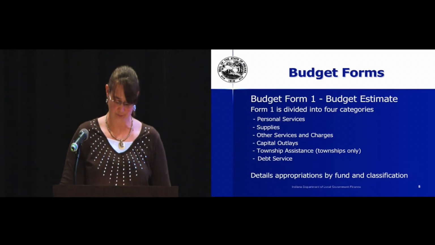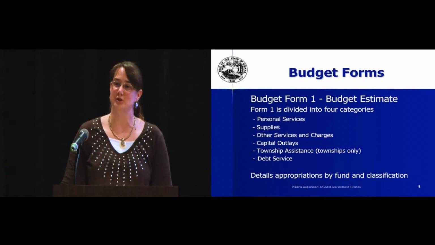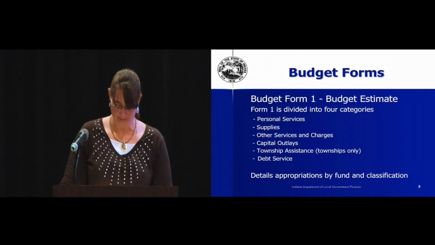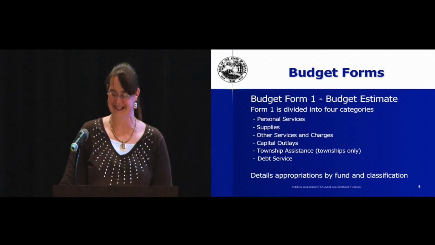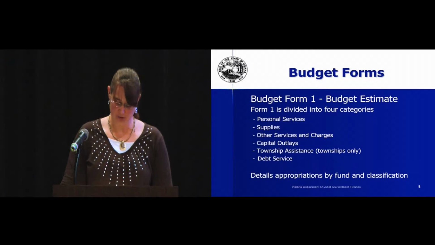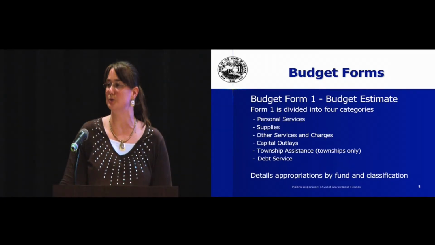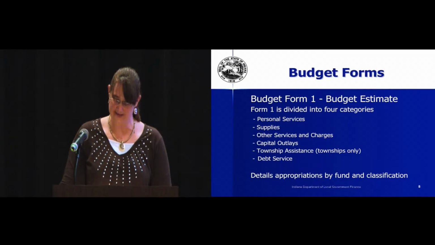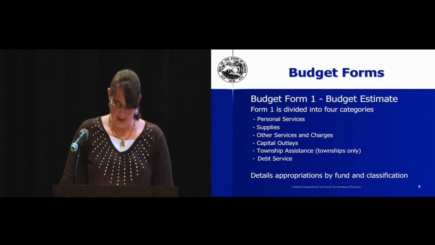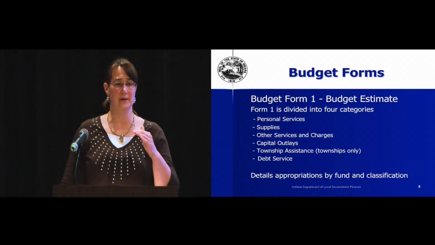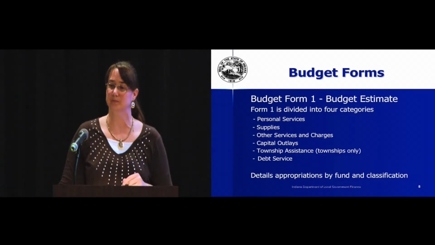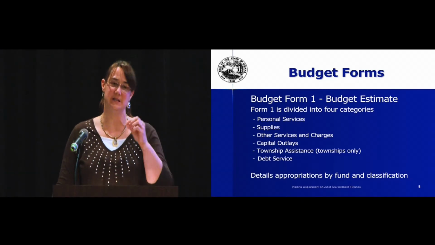The Form 1 are your budget estimates, or what we call the wish list. It is broken down into 6 categories. I believe your papers may say 4. That changed this year. Those categories are personal services, supplies, other services and charges, capital outlay, township assistance, which only applies to townships. You don't have to worry about that one, and debt service if you have debt. Form 1 represents the appropriation in detail, broken down into your accounts, and then totaled up into each category.